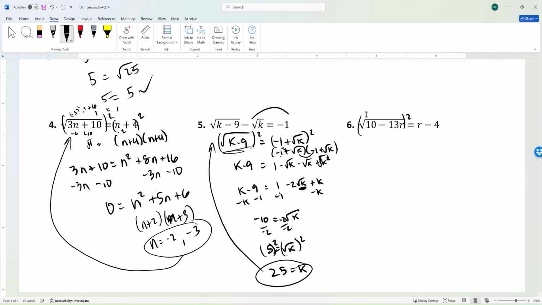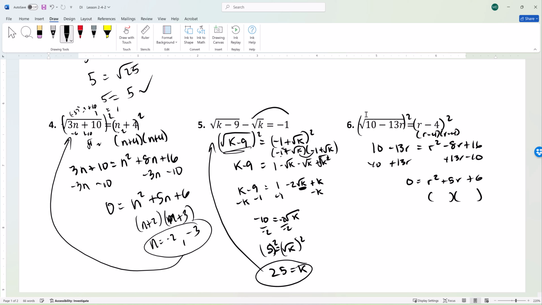Now looking at 6. Now I'm multiplying that out. Remember, this is r minus 4 times r minus 4. Now if I subtract 10, and if I were to add 13r, you get 0 equals r squared plus 5r plus 6. So this again will equal r plus 2, r plus 3, so r equals negative 2 and negative 3.